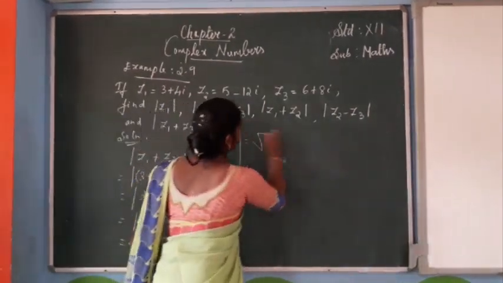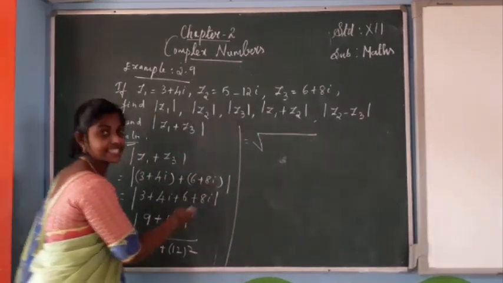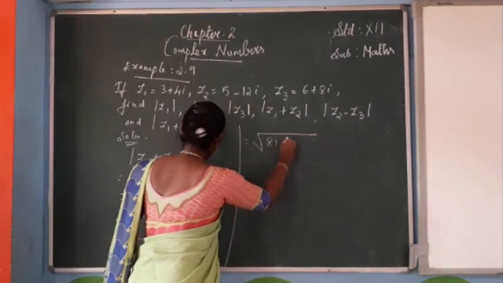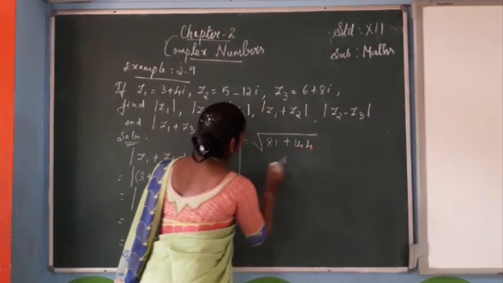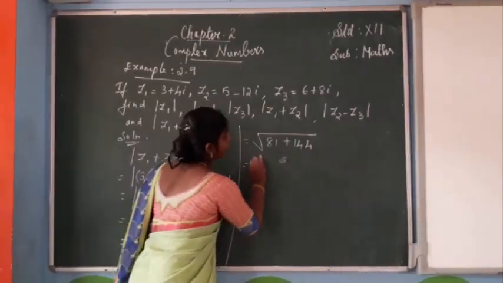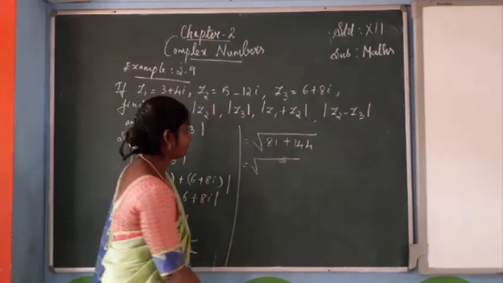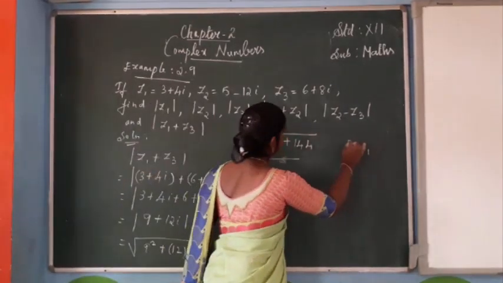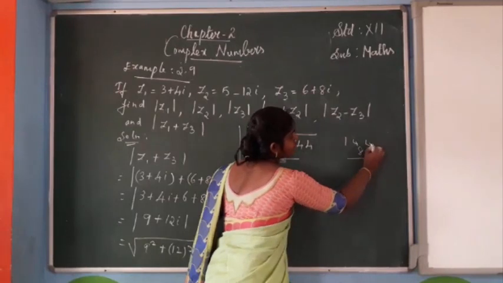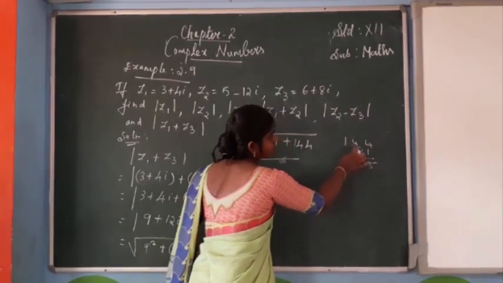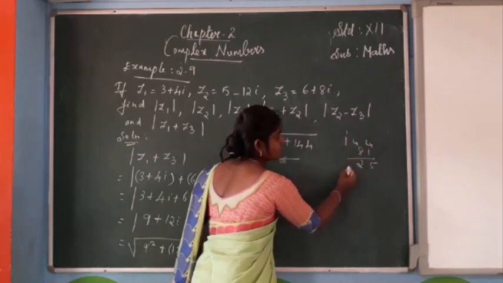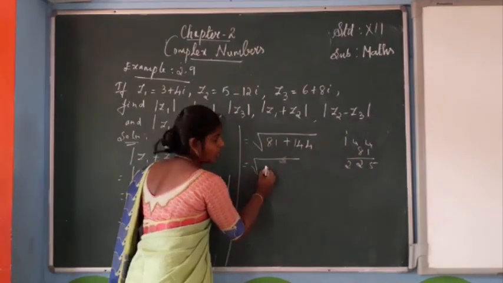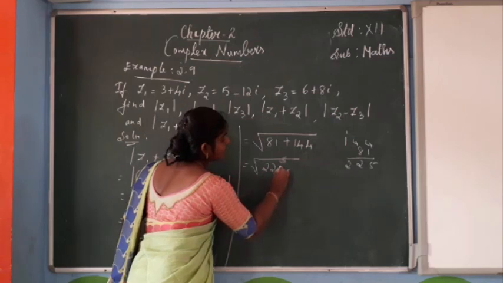Equal to root of 9 square value is 81 plus 12 square value 144. Equal to root of 81 plus 144, we can add. So 4 plus 1, 5. 8 plus 4, 12. Here 1 plus 1, 2. That's equal to root of 225.